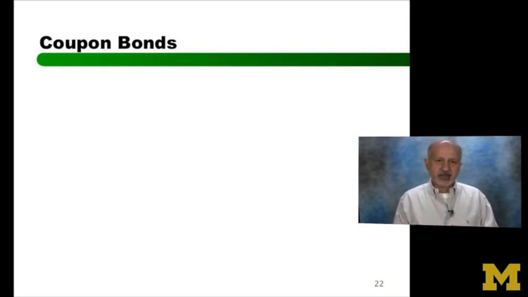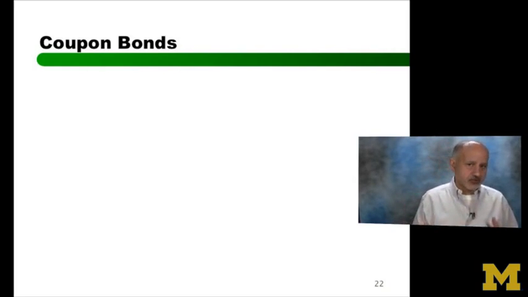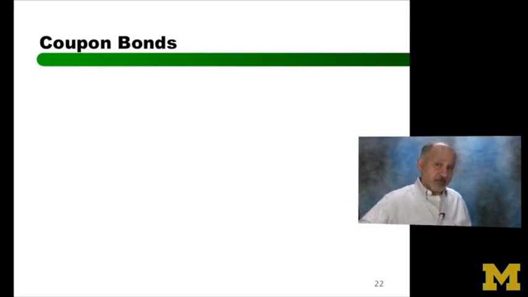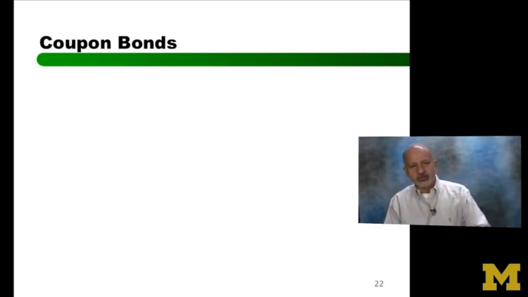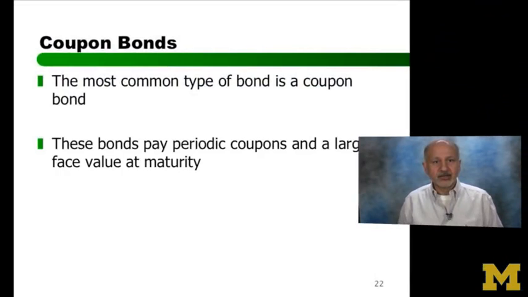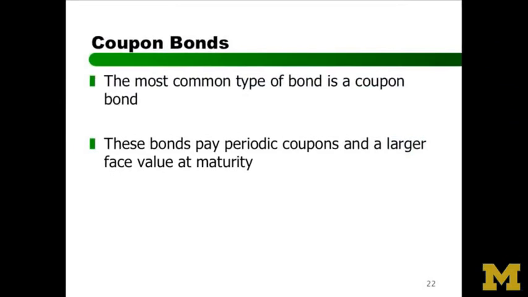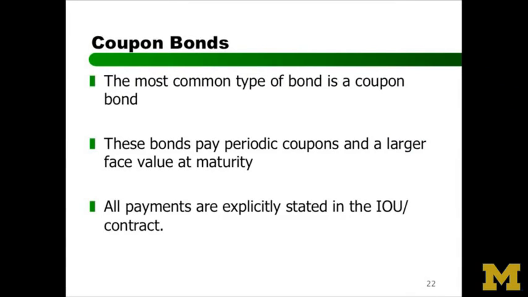And the reason I'm going to coupon paying bonds is this is the nature of most loans. Most loans don't just involve giving money today and being paid back in one shot right at the end. Most loans, even corporate loans, have coupons built into them. So let's start with government bonds. Most government bonds do have coupons, and it's the most common type of bond out there. Okay? These bonds pay periodic coupons and a larger face value at maturity. All payments are explicitly stated in the IOU contract.